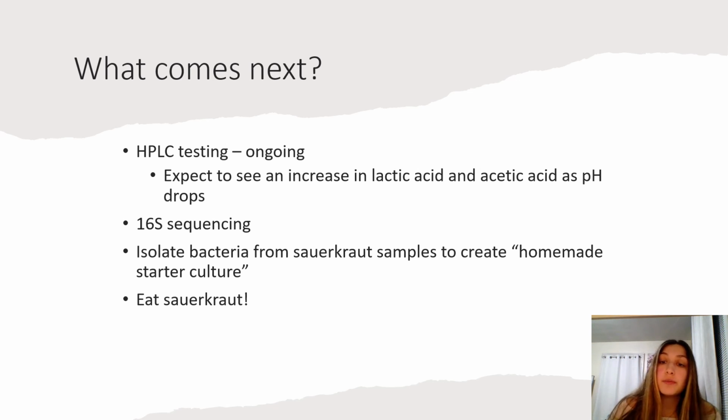In the future, we will use high-pressure liquid chromatography to confirm the amount of organic acids present in the sauerkraut samples, as well as using cell pellets that have been saved throughout the process for 16S sequencing. This will help to determine the overall microbiome of the sauerkraut. And eventually, we would like to isolate the bacteria from the sauerkraut samples in order to create our own starter culture to then use in future sauerkraut samples.